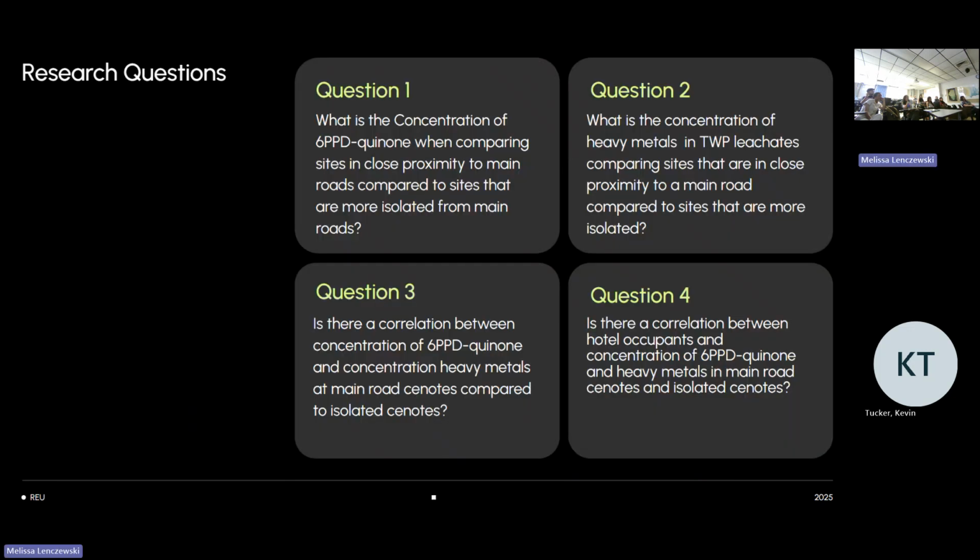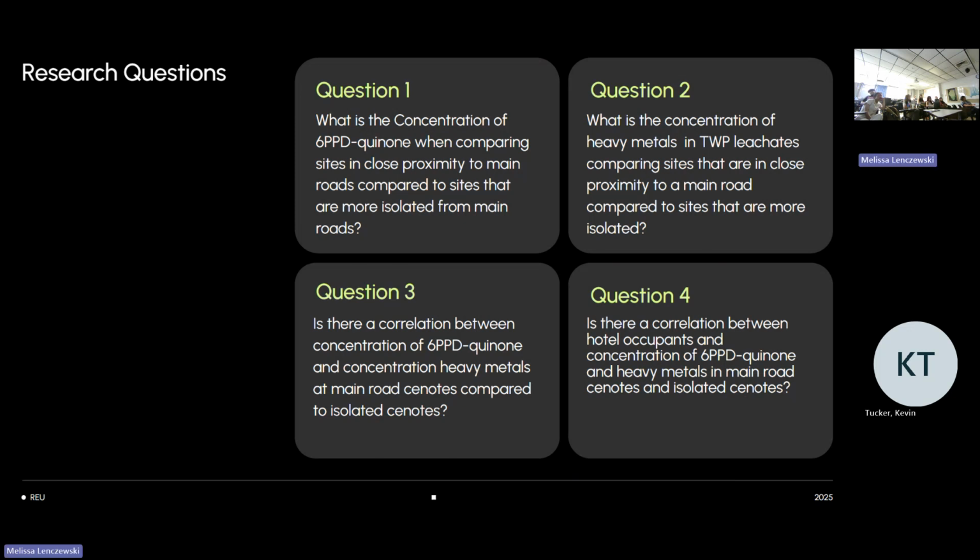So my research questions are: what is the concentration of 6-PPDQ when comparing sites that are in close proximity to main roads compared to more isolated ones? And then the same question for the heavy metals. And for question 3, is there a correlation between the 6-PPDQ concentration and heavy metal concentration that we are finding, so that we can confirm that these heavy metals are from the tire wear particles?